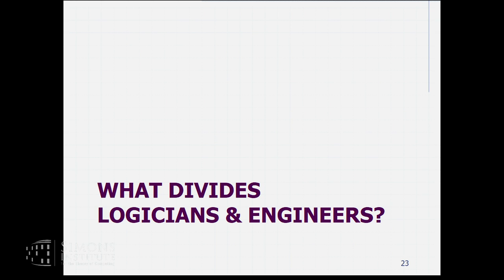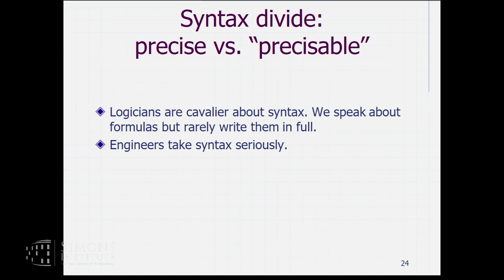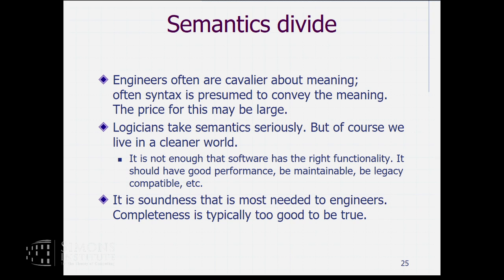So there are several divides. Let me go quickly. The syntax divide. Logicians are very cavalier about syntax. We practically never write formulas. We write about formulas, you know, let phi be. Now, the engineers take syntax very seriously. The semantics divide: here it's just the opposite. That's where logicians shine, because we are very much aware. And engineers grossly underestimate it, and there are a lot of troubles related to this.